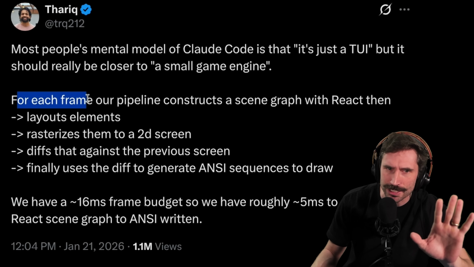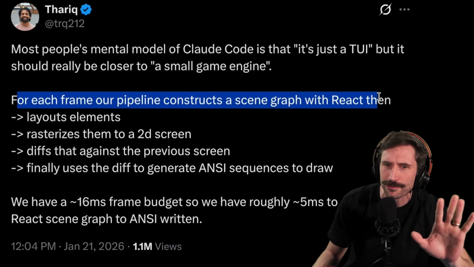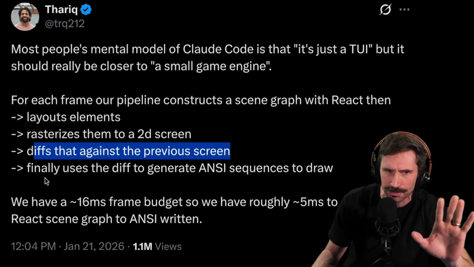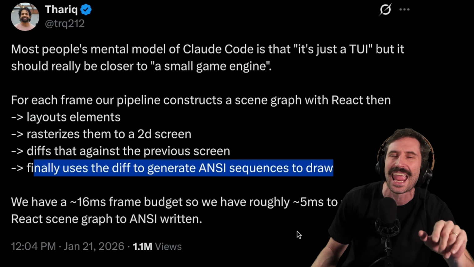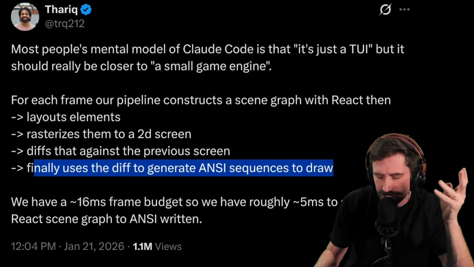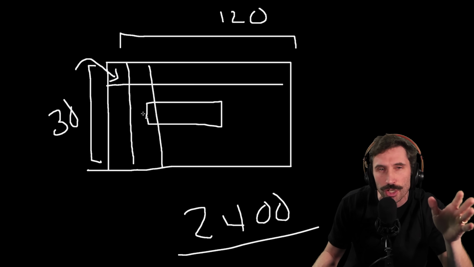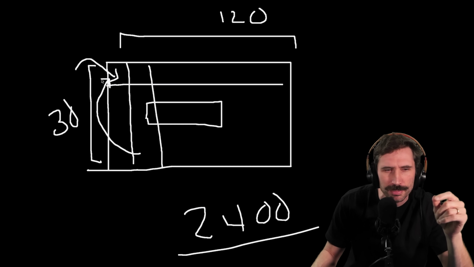Whoa there, tough guy. For each frame, our pipeline constructs a graph from React, then lays elements out, rasterizes them in 2D, diffs them against the previous screen, and finally uses the diff to generate an ANSI string. If you're not familiar with ANSI, ANSI effectively is the thing that allows you either to color text on the terminal, or you can put your cursor in places.